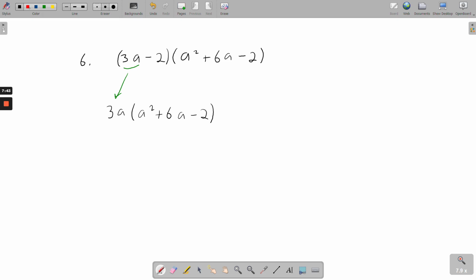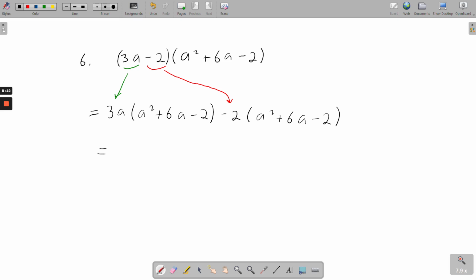Next thing you're going to take your minus 2. You're going to take that down over here, and then you're going to repeat this bracket again. So in this case, you're going to get minus 2, and then repeat this bracket again: a squared plus 6a minus 2. The next thing then you're going to do is just multiply your brackets out. So you're going to get 3a, I forgot to put in my equal symbol here.